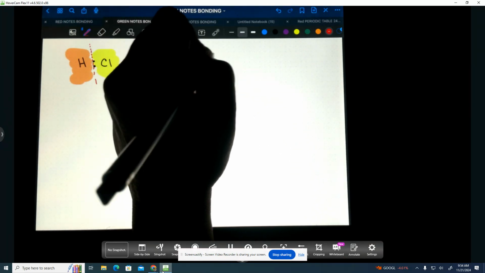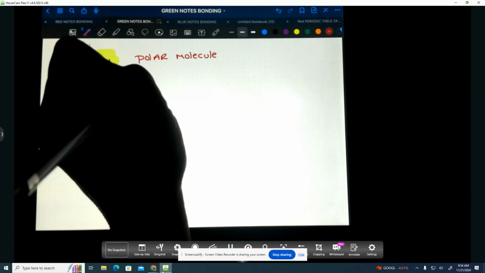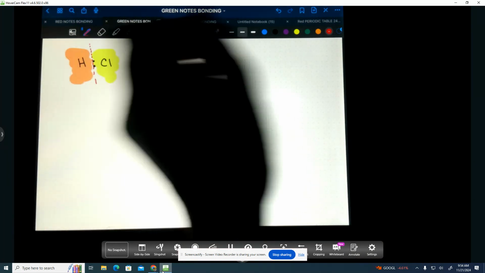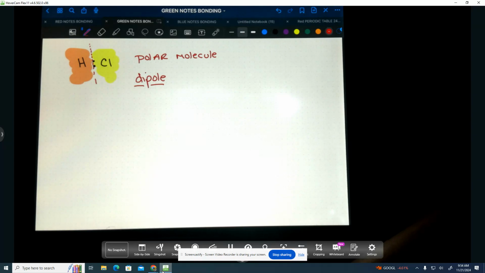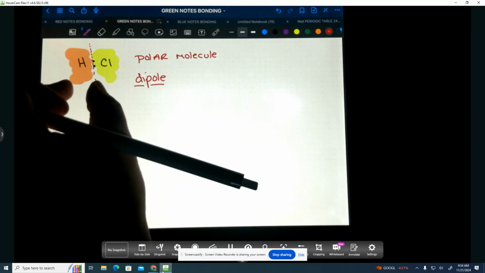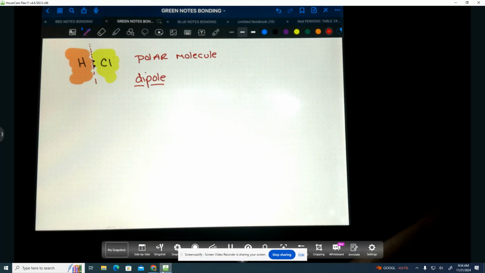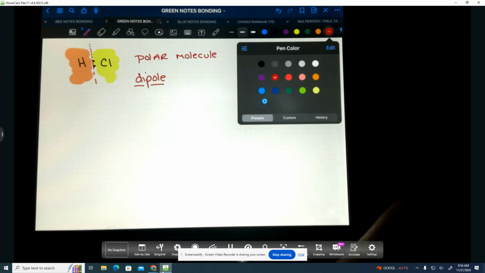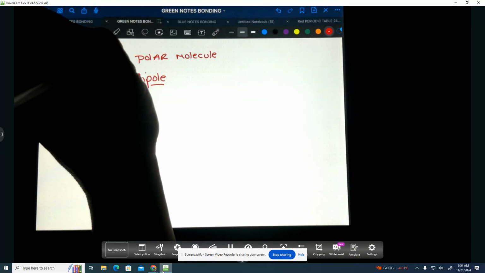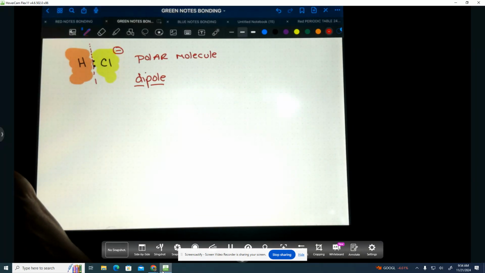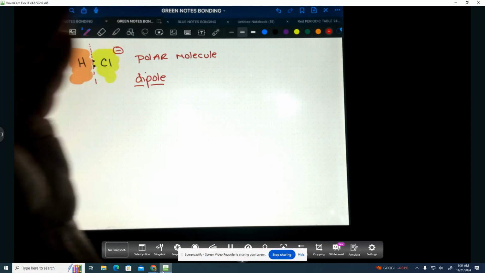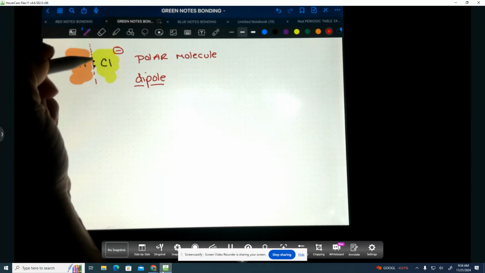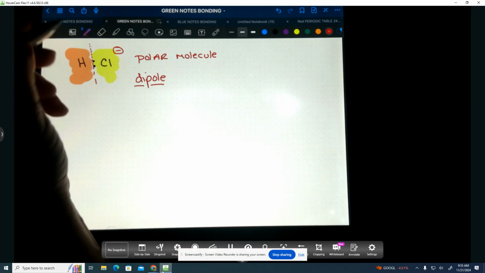And because it is polar, we can call it a dipole. It has 2 poles, a positive pole and a negative pole. In this molecule, which side is positive and which side is negative? Yes, sir. The chlorine is negative because chlorine is stronger than hydrogen. So these electrons are slightly closer to the chlorine than they are to the hydrogen.